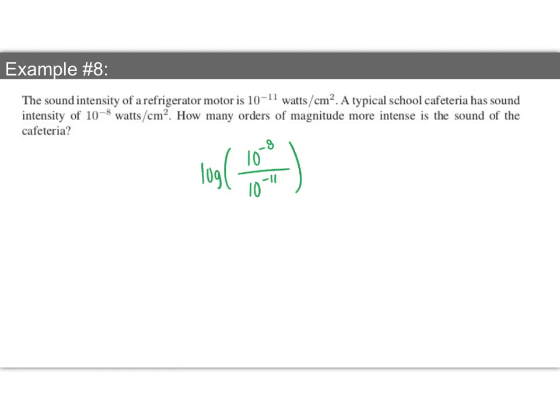And so when I do that, I would have 10 to the negative 8 minus negative 11. So this is going to reduce to log of 10 to the positive 3. If we wanted to set that equal to x, we could say 10 to the what is equal to 10 to the 3? So x would be 3, meaning that the order of magnitude is 3, right? So the sound is 3 orders of magnitude more intense in the cafeteria than it is from listening to the refrigerator motor.